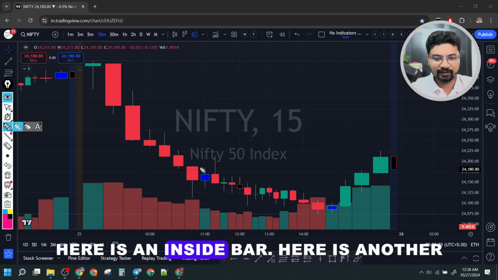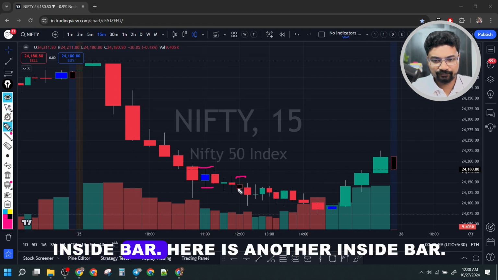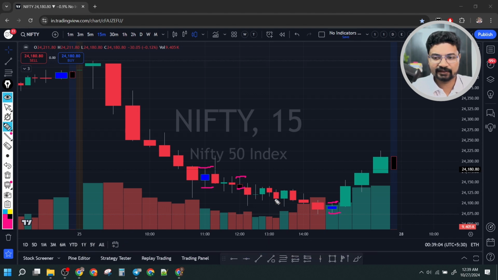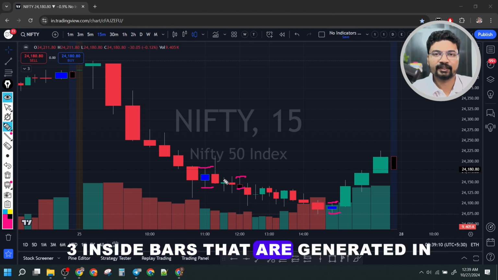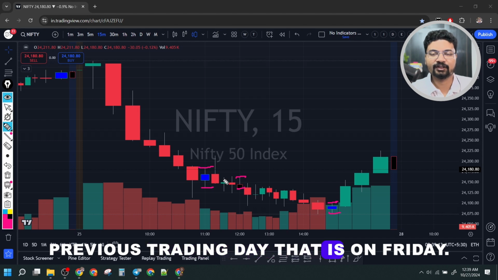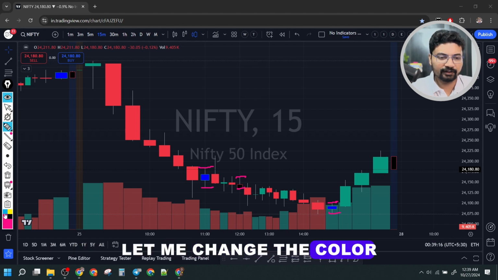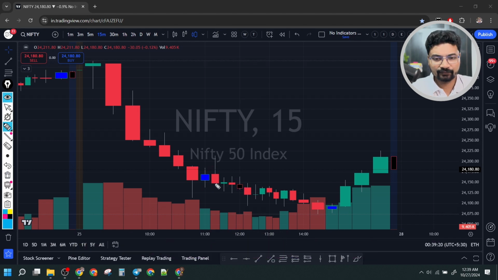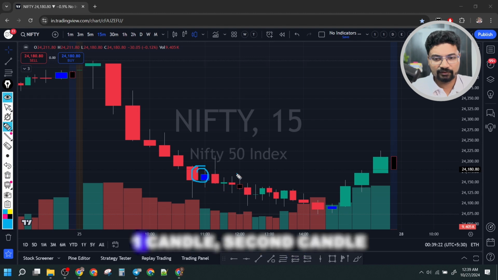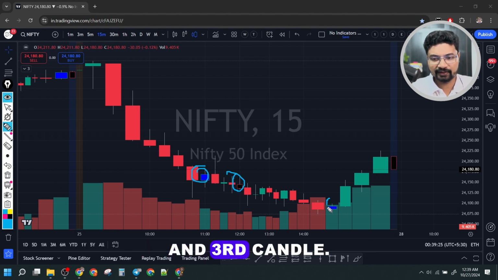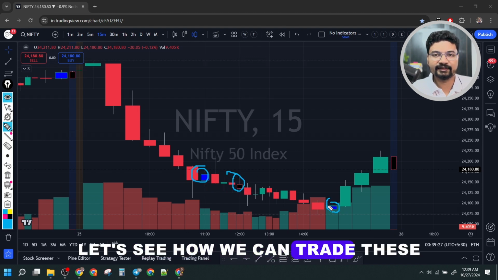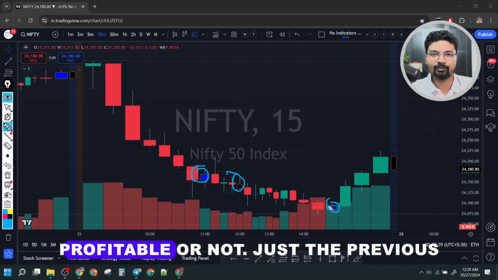Here is an inside bar, here is another inside bar, here is another inside bar. First, let's see these 3 inside bars that were generated on the previous trading day, that is on Friday. Let me change the color of this pencil. Okay, here is one candle, second candle, and third candle.